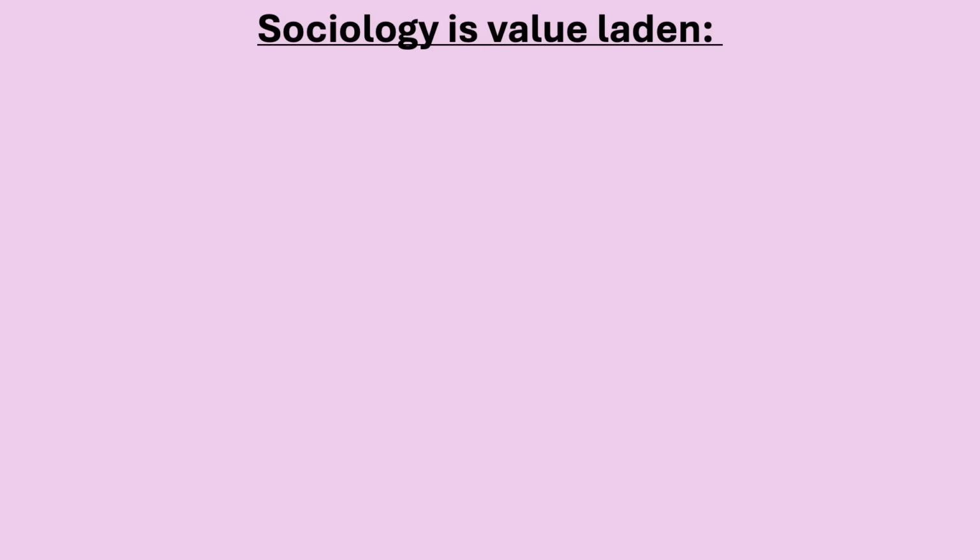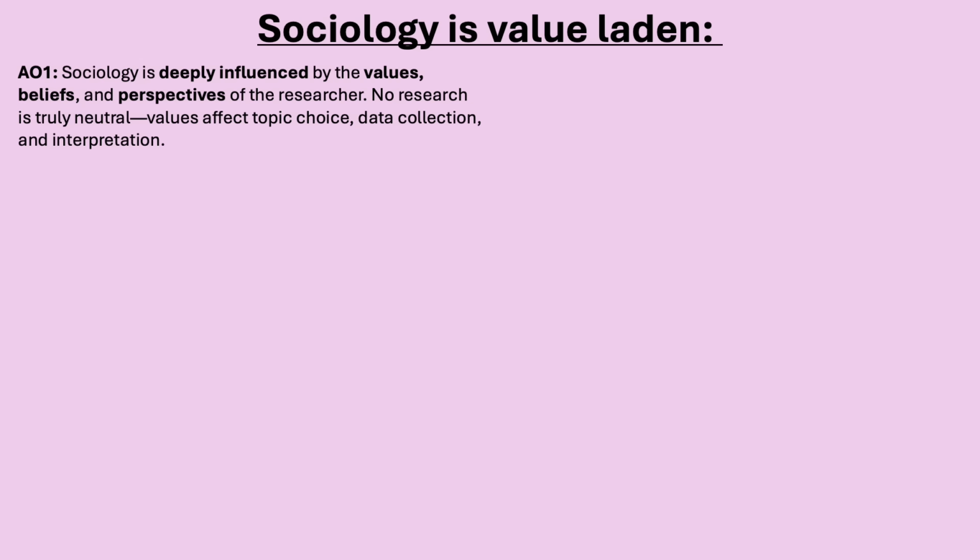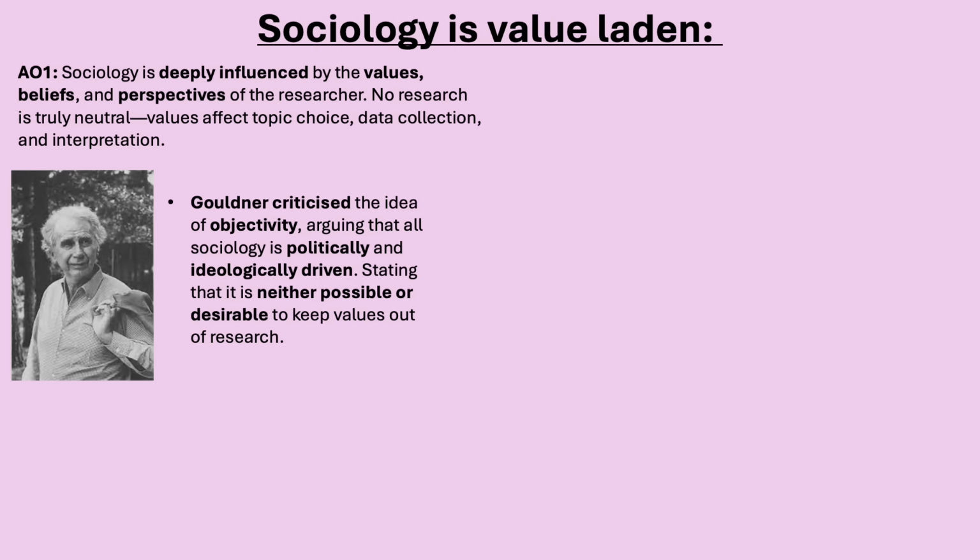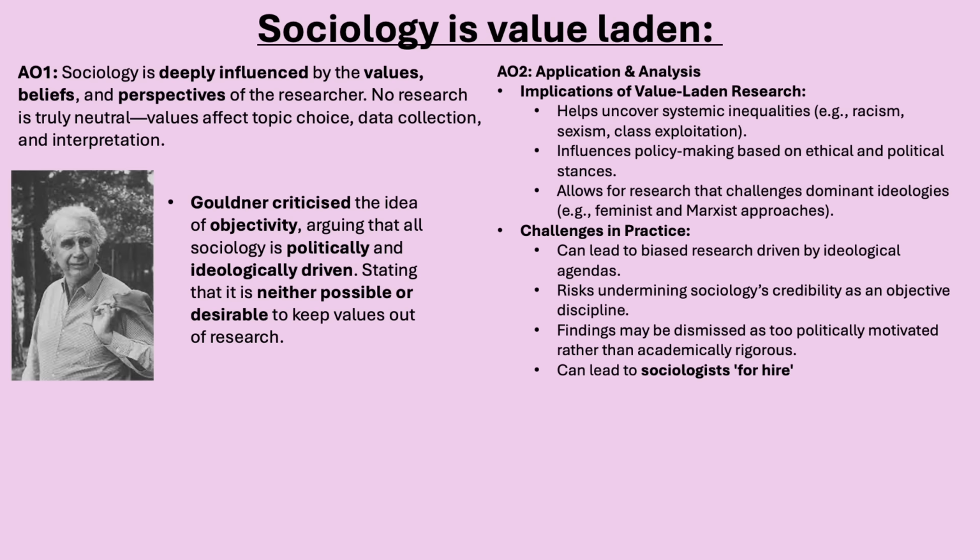Next, we have sociology is value-laden. Sociology is deeply influenced by values, beliefs, and perspectives of the researcher. No research is truly neutral. Values affect topic choice, data collection, and interpretation. Goldner criticised the idea of objectivity, arguing that all sociology is politically and ideologically driven, saying that it is neither possible nor desirable to keep values out of research.